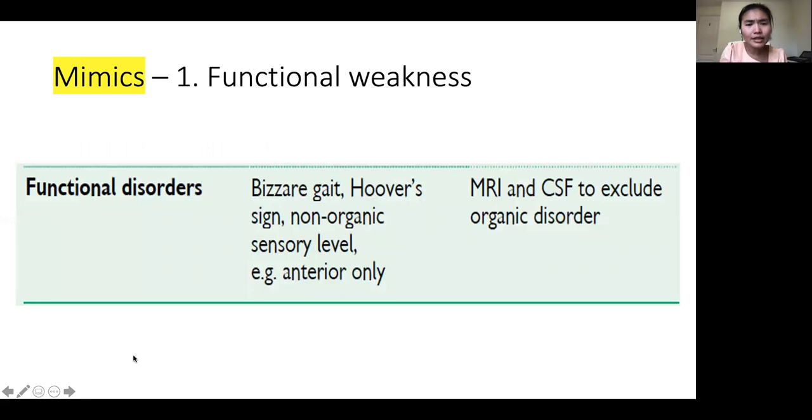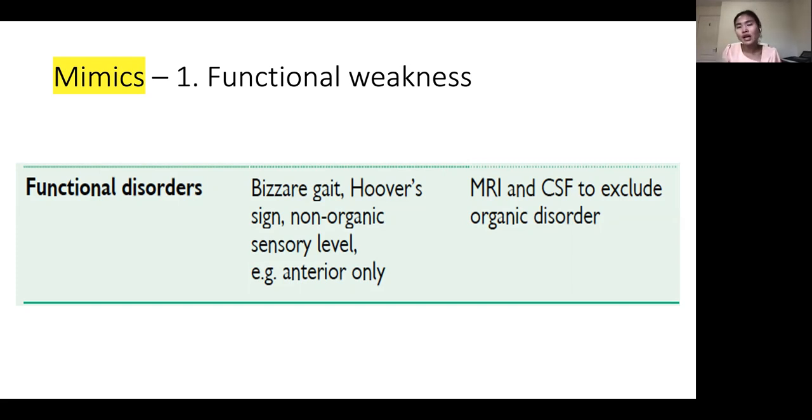And functional weakness: you're going to notice a lot of inconsistencies among examination findings. Neuroanatomy is complex, so sometimes I blame God for making it too complicated, but sometimes I'm very thankful, because patients wouldn't know neuroanatomy, so they cannot lie. So the Hoover sign: the principle is if you're using the contralateral muscle. To examine the Hoover sign, you put one hand underneath the patient's thigh while asking the patient to flex the hip.